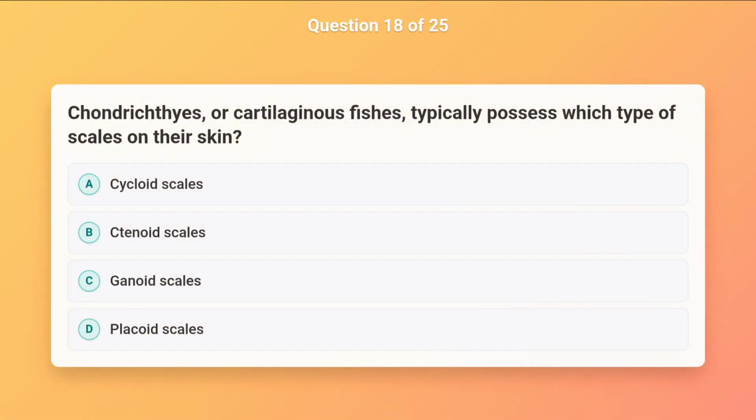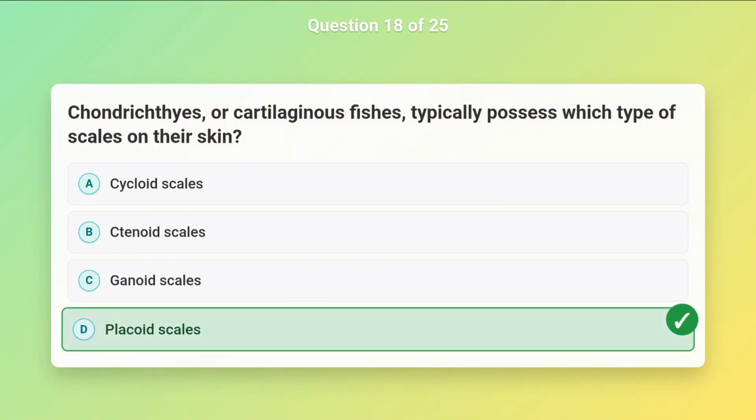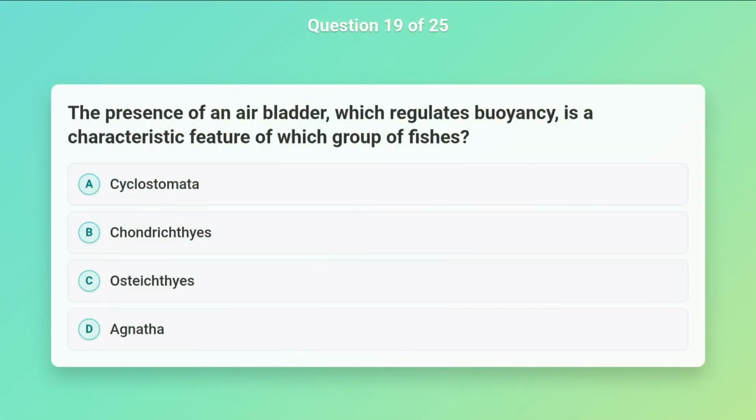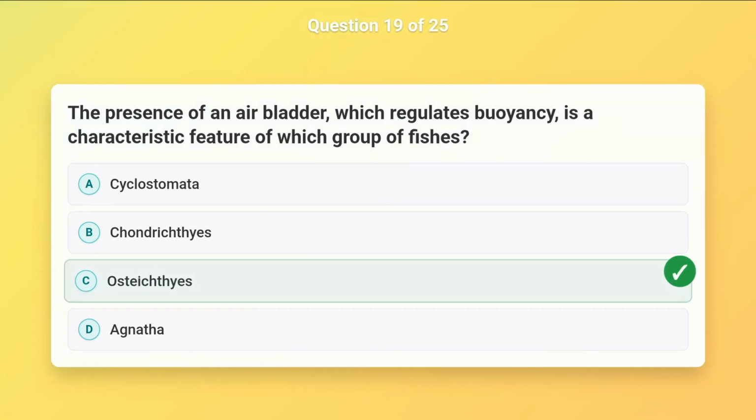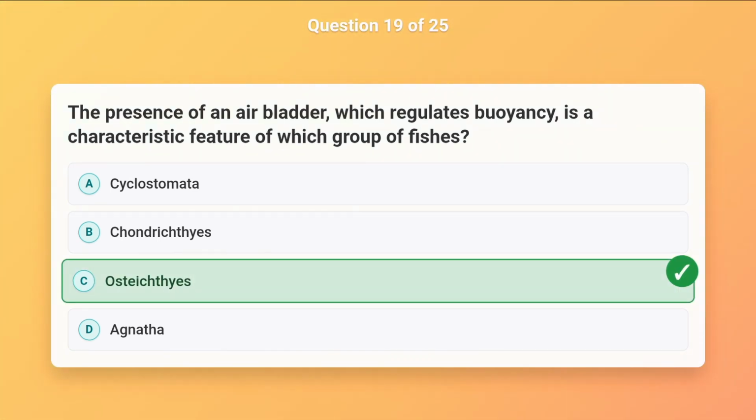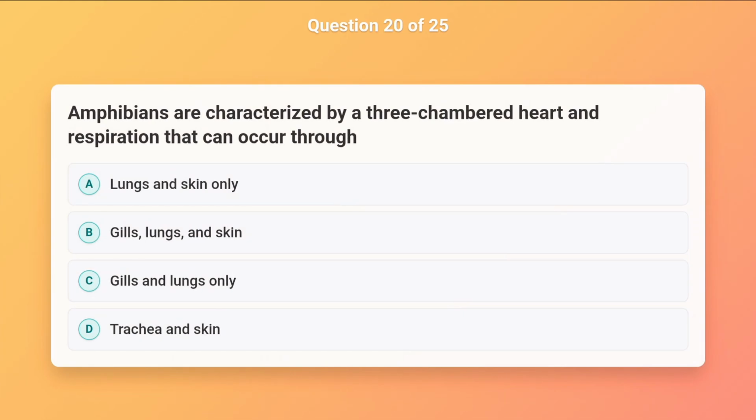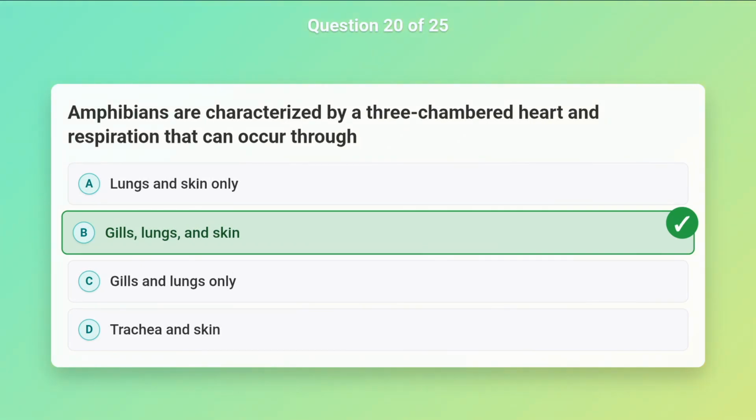Chondrichthyes, or cartilaginous fishes, typically possess which type of scales on their skin? Placoid scales. The presence of an air bladder, which regulates buoyancy, is a characteristic feature of which group of fishes? Osteichthyes. Amphibians are characterized by a three-chambered heart and respiration that can occur through gills, lungs, and skin.